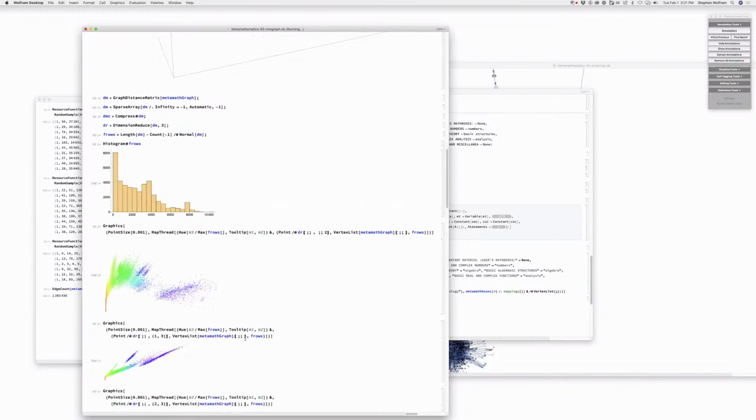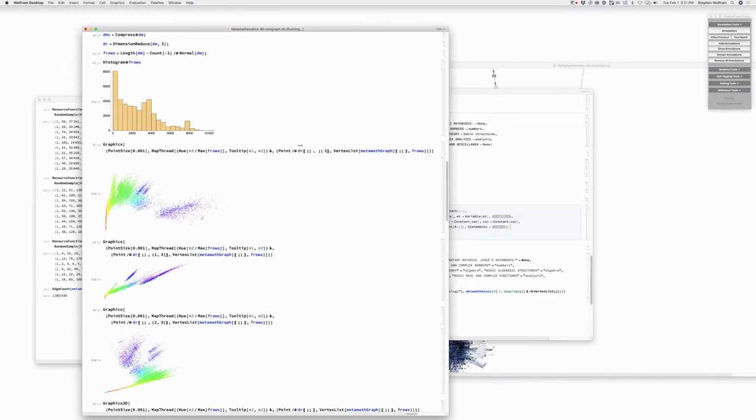Okay, that's the thing we already computed. That's the out component sizes. Now what is this creature here? This is the dimension reduced point positions. What on earth does the dimension reduction mean?